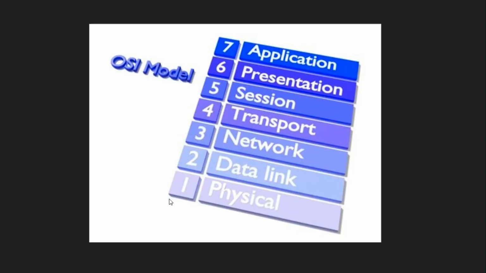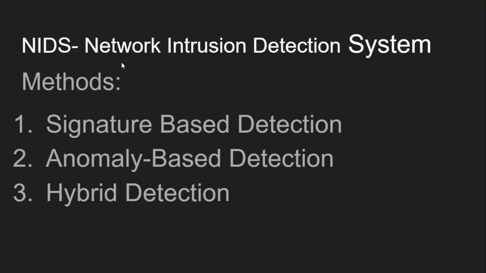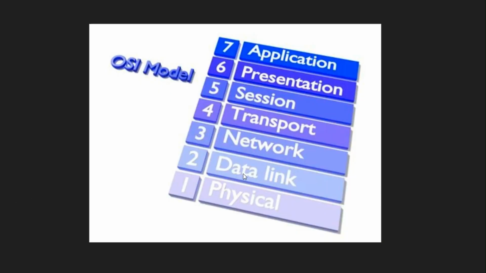So let's go on to the OSI model. So remember, when we're talking about network intrusion detection system, we are floating around this area right here. Okay, we're floating around layer 2, we hit MAC addresses, layer 3, IP addresses, layer 4, that would be considered protocols, so on and so forth.